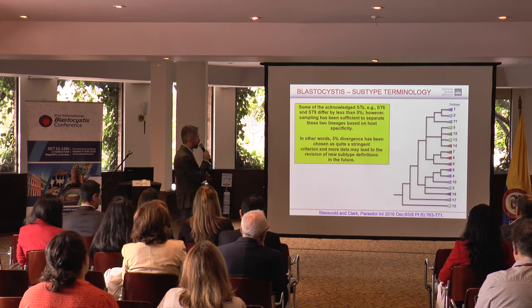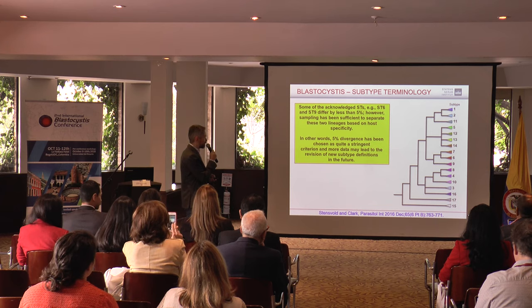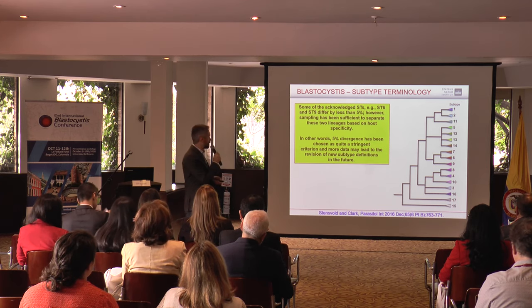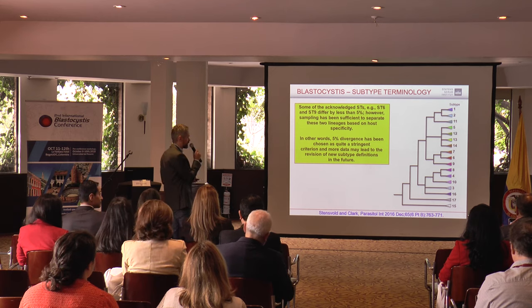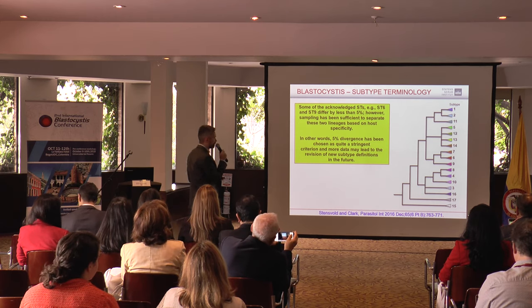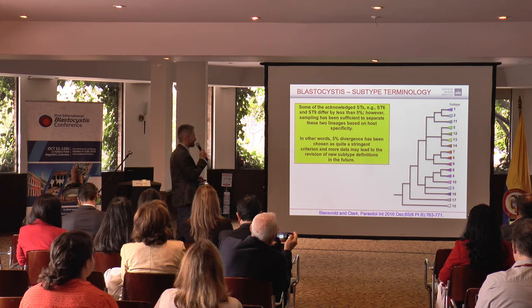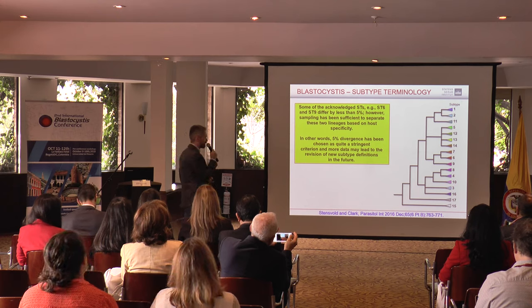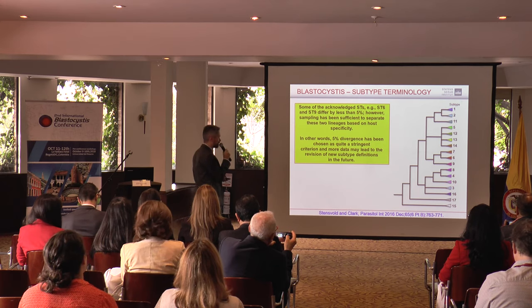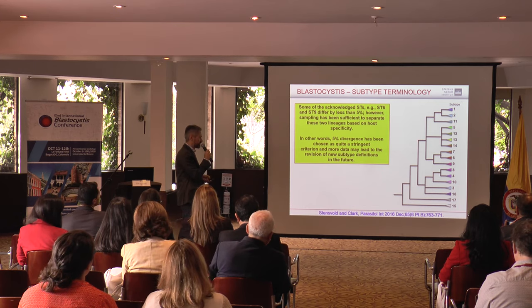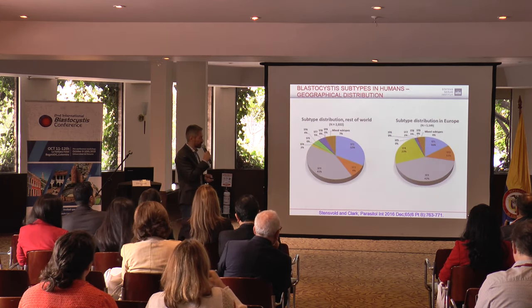Some of the acknowledged subtypes, for instance, subtype 6 and subtype 9, differ by less than 5%. However, sampling has been sufficient to separate these two lineages based on host specificity. So the 5% divergence has been chosen as quite a stringent criterion, and more data may lead to the revision of subtype definitions in the future.